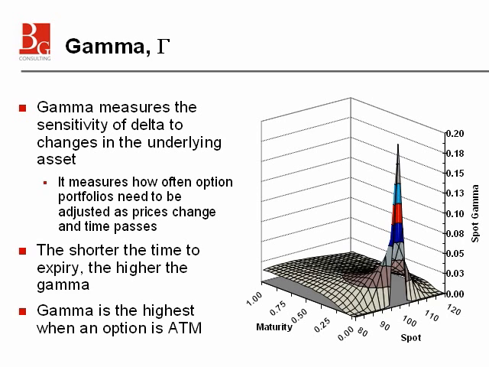So, how can we use gamma? Gamma has two main uses. Firstly, as a measure of the accuracy of the delta ratio. Secondly, as a gauge for determining how frequently a delta hedge position needs to be rebalanced.